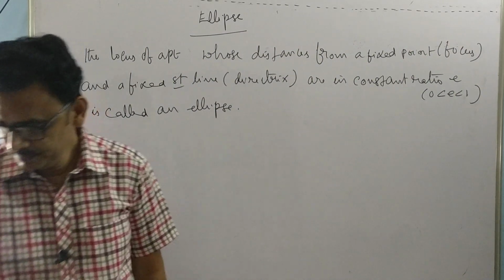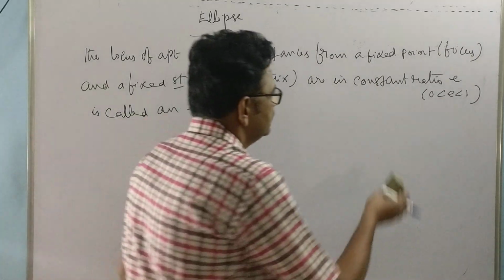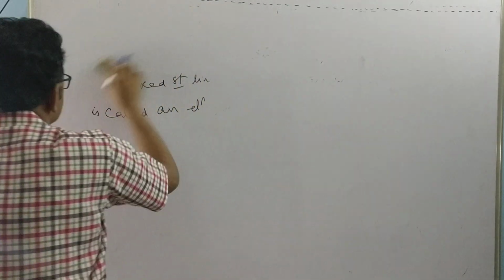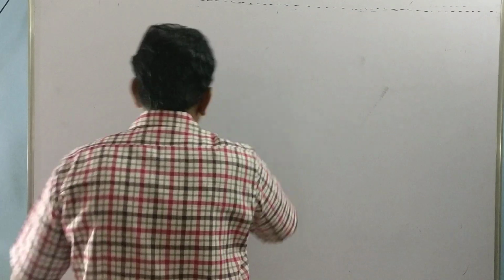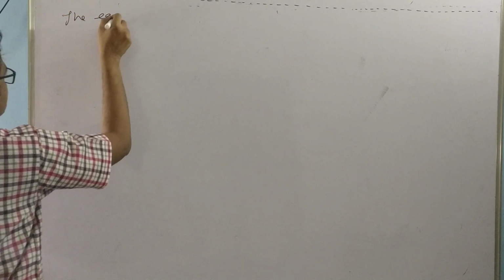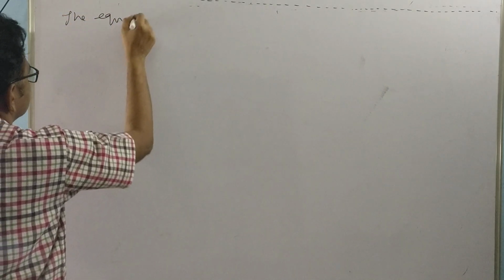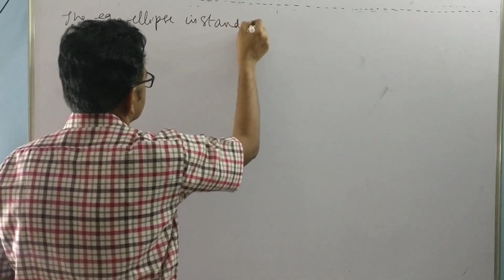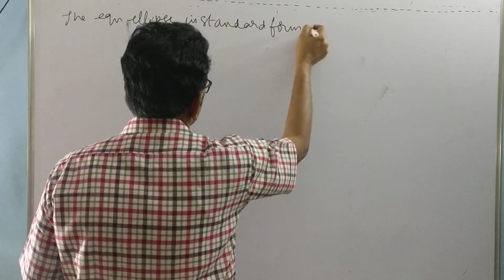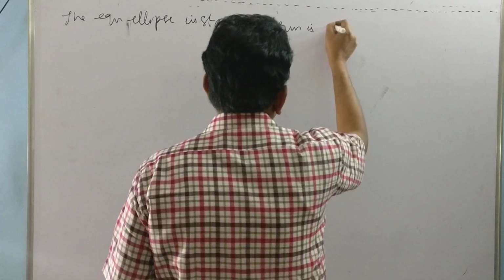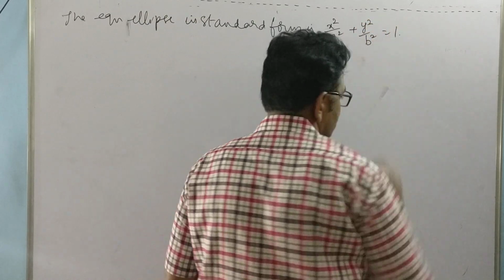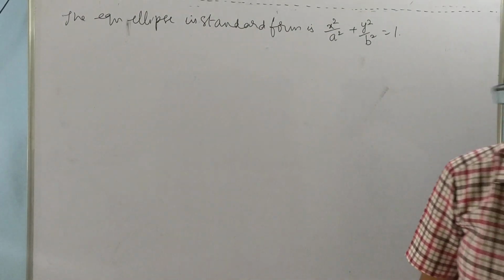Now theorem. The equation of an ellipse in standard form is X square by A square plus Y square by B square equal to 1. That is the equation of the ellipse in standard form.